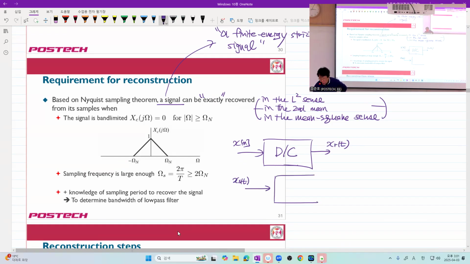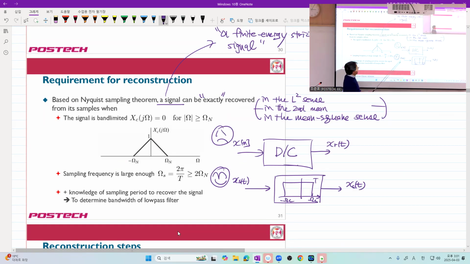So what do we do? Here we have something like this, right? So ideal low-pass filtering gives us the original signal back. We know that. But we do not know yet the mathematical description of the relation between these two. We only know here the relation between these two in the frequency domain. So let's look more carefully, okay?